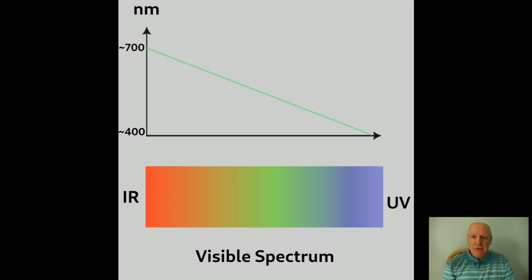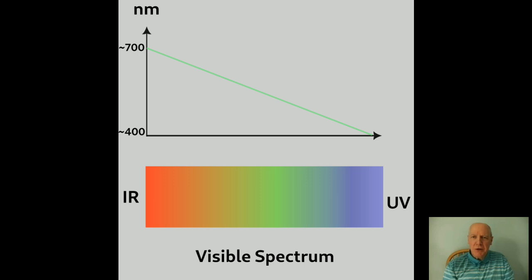What you can see on the slide at the moment is the visible spectrum of radiation, and to the left is the infrared radiation, infrared wavelengths. To the right are the UV wavelengths, and just above that you can see a graph showing the wavelengths of the visible spectrum. Now, those wavelengths are about 400 to 700 nanometers. So the infrared wavelength is just beyond that of the human visual spectrum.